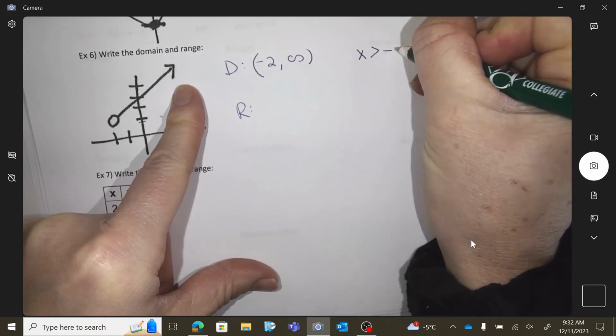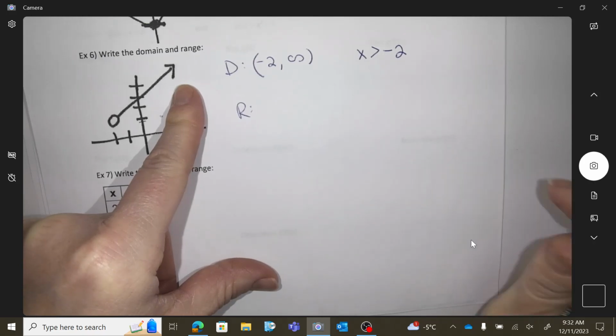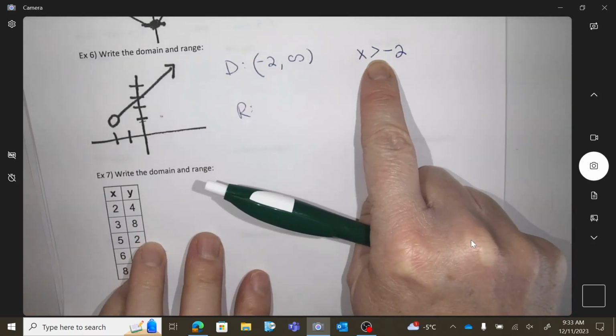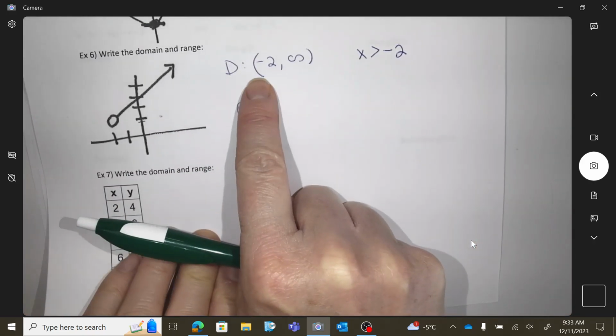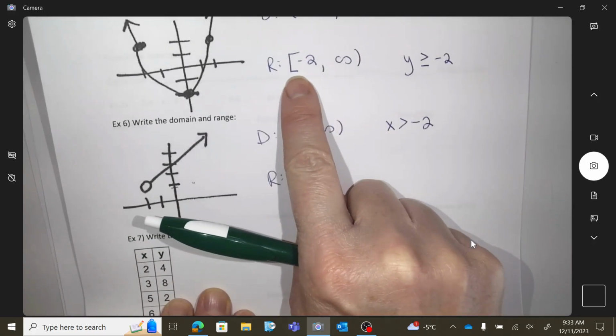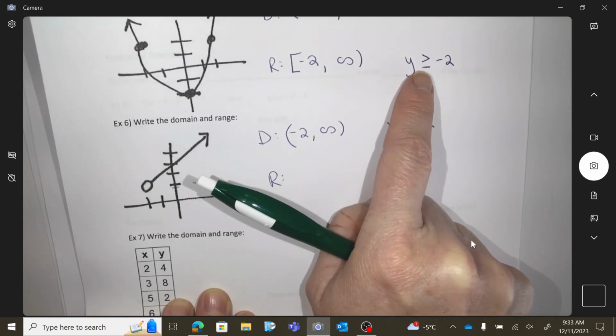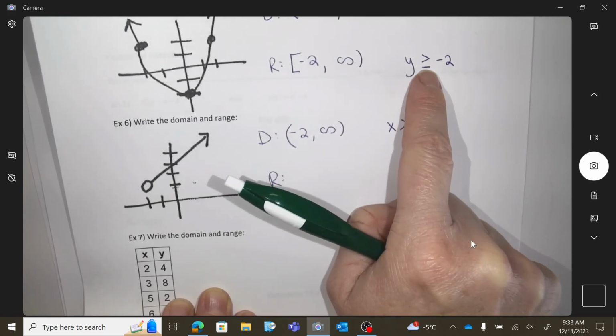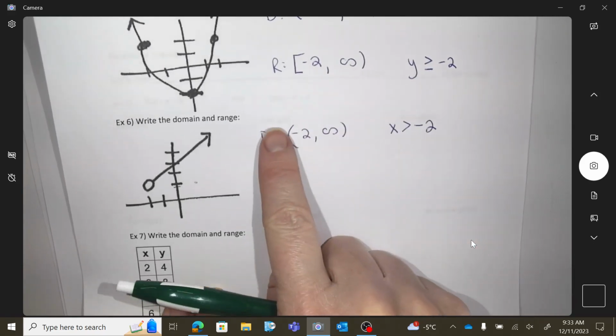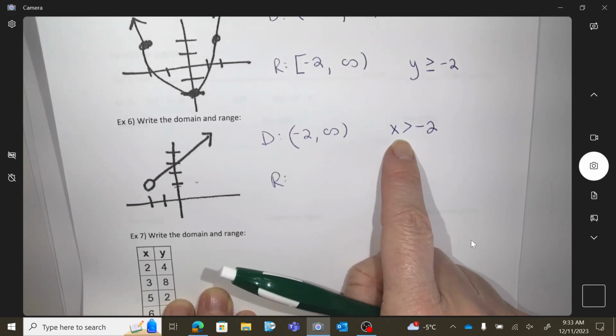Above -2. So do you notice how there's no equal sign on this one? Because it's a soft bracket. You notice how this one, hard bracket, there's an equal sign on it. So hard brackets mean you can be touching it, on it, equal to it. Soft brackets are not equal to it.